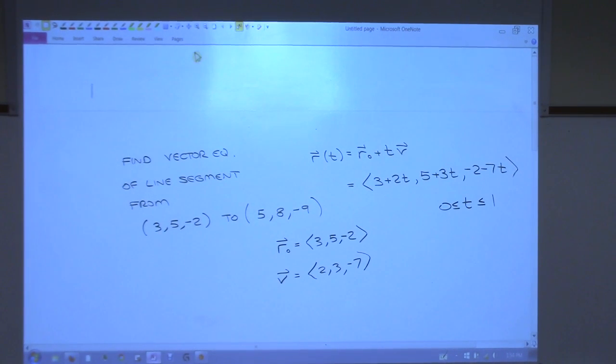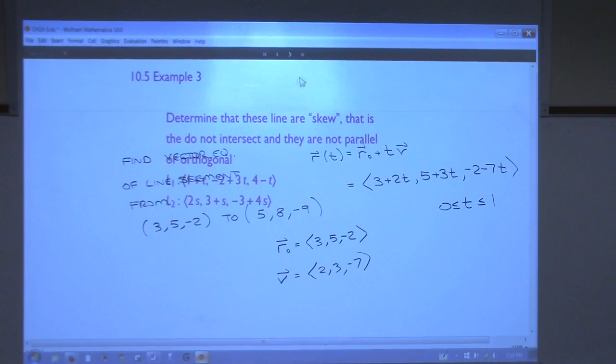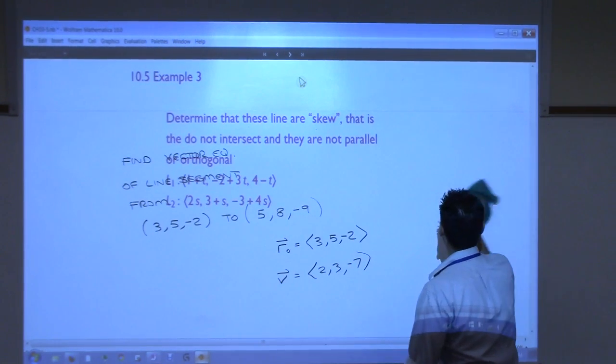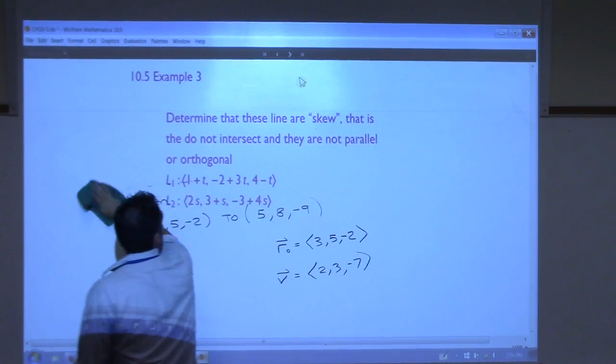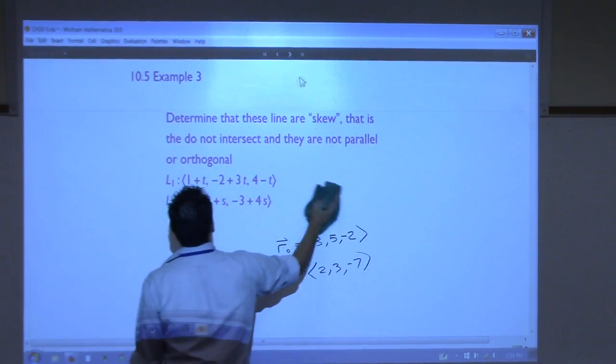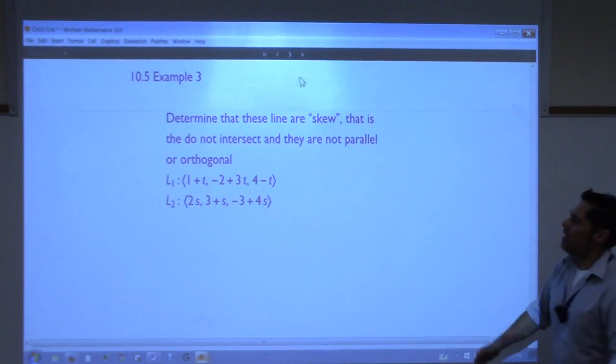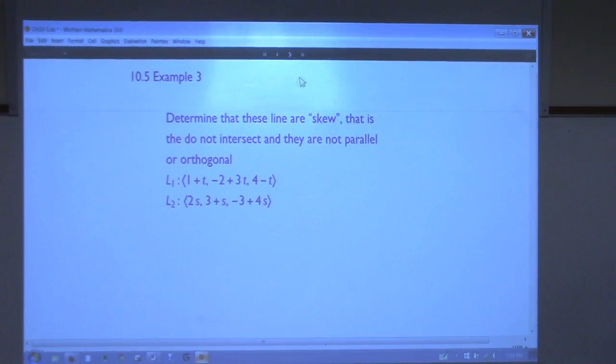All right. Moving back to the notes. Example 3. Determine that these lines are skew. That means they do not intersect, they are not parallel, they are not orthogonal. Okay, got a lot to look at here.